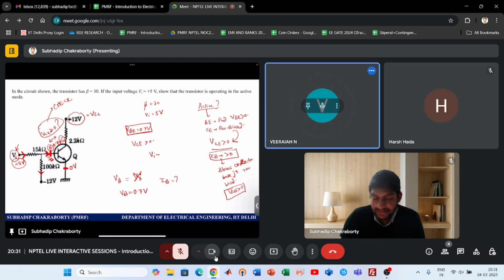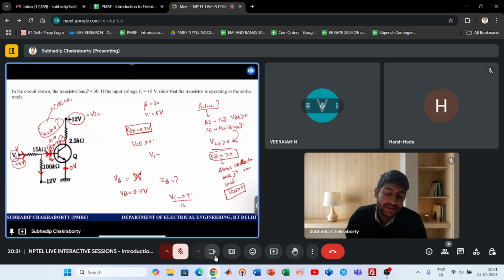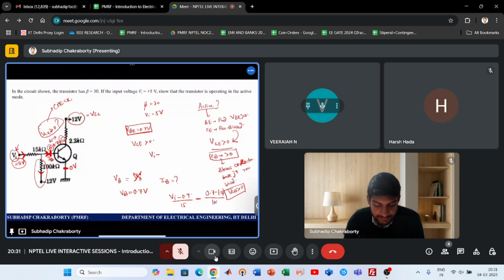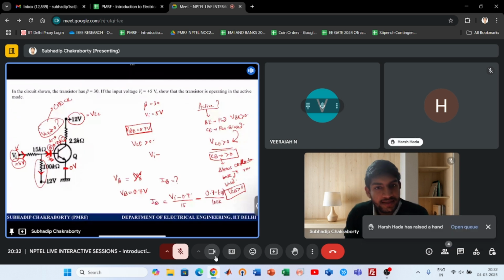Okay, so what is IB? Sir, 5 volts, VI minus 0.7, 5 minus 0.7 divided by 15 kilo ohm. Yes, but that is not IB. Please understand. This current minus the current flowing here, which is 0.7 minus -12 divided by 100K. This current is IB because the current was flowing from here to here.